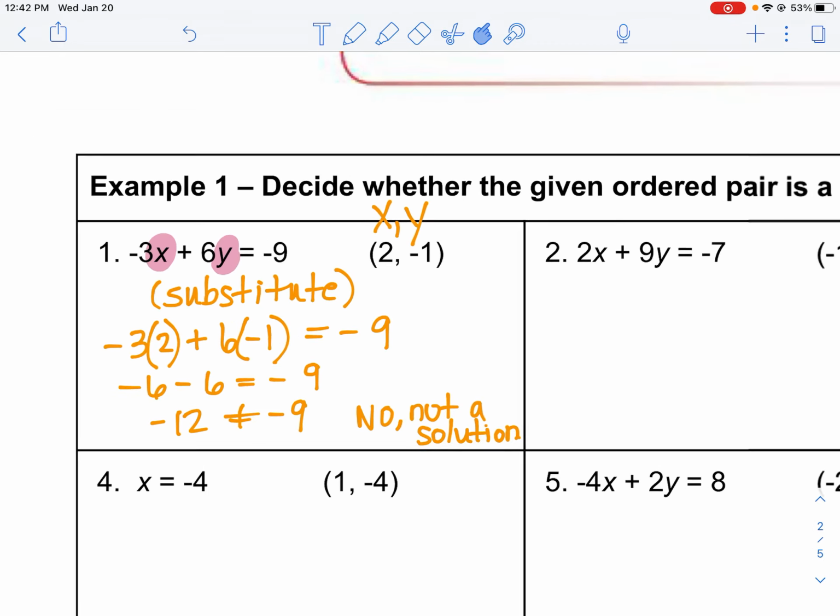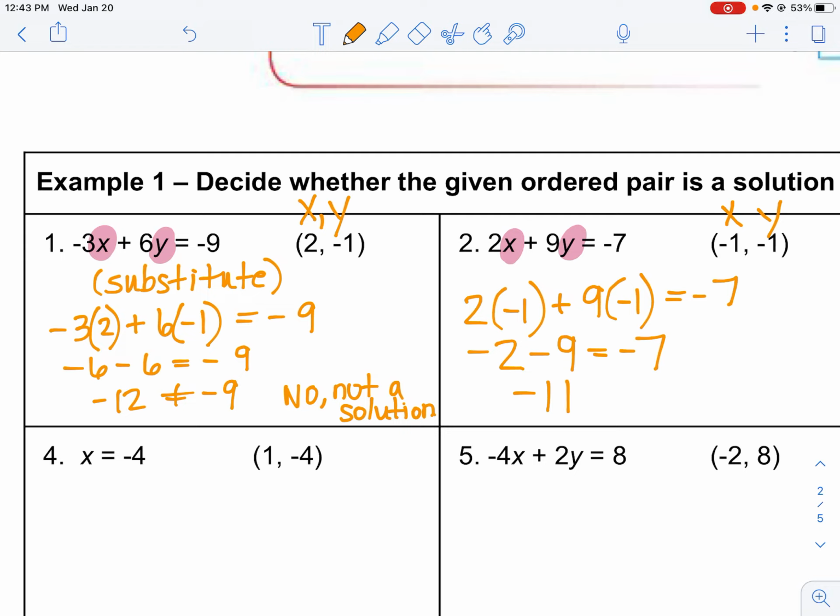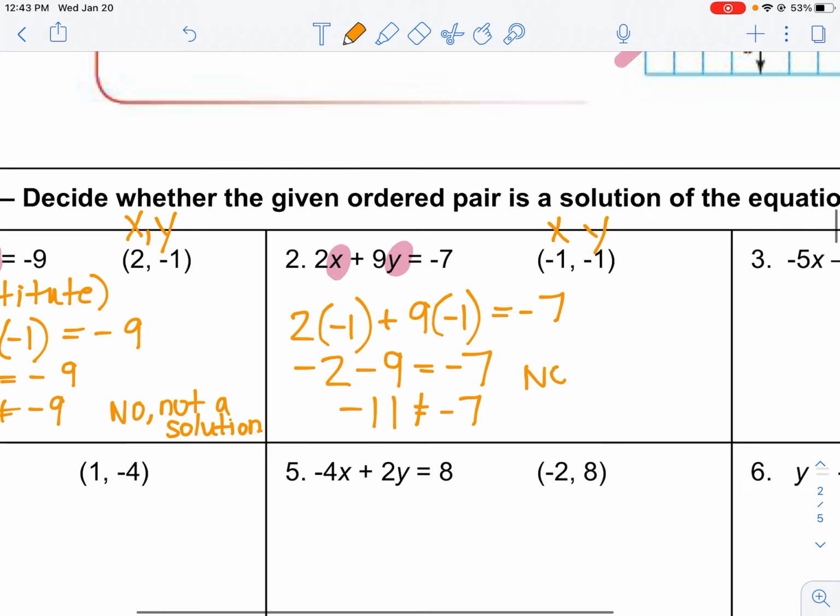Let's move on and go to number 2. In number 2, you are given the ordered pair -1, -1. So you're going to substitute in again for x and for y. 2 times -1 plus 9 times -1 is going to equal -7. So that's what we're checking to see. So I get -2 minus 9 equals -11, and -11 does not equal -7. So it does not equal. Therefore, this ordered pair is no, it is not a solution.